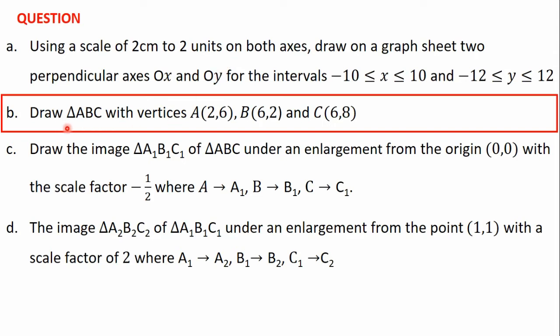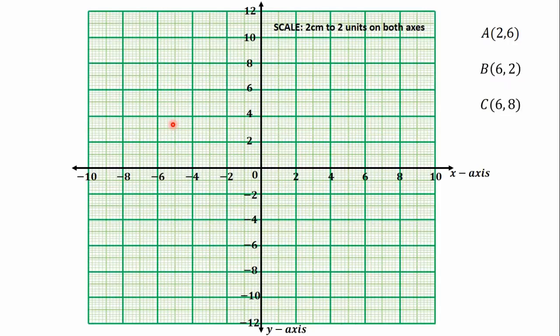The second part says that we should draw triangle ABC with vertices A that has the coordinates 2, 6, B that has the coordinates 6, 2, and C that has the coordinates 6, 8. So we have the coordinates of the vertices of the triangle. We can easily plot them on the graph sheet.